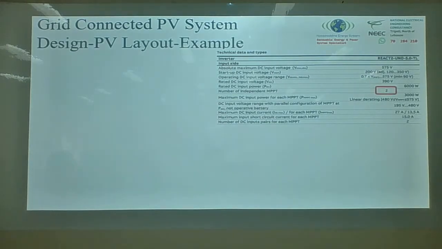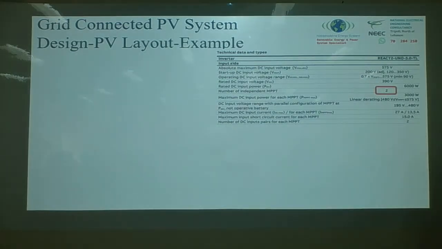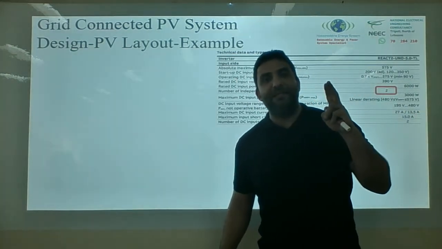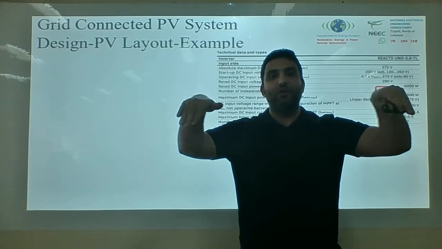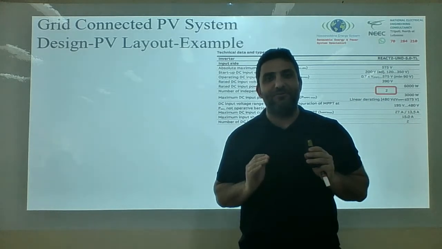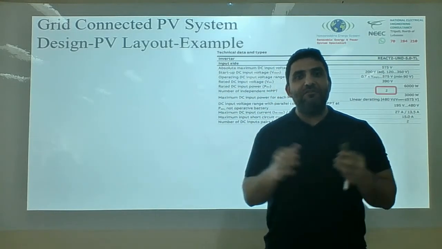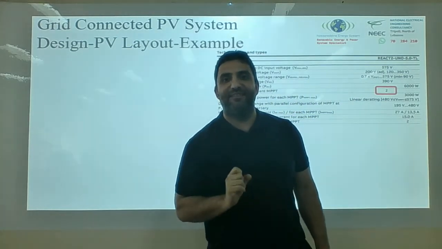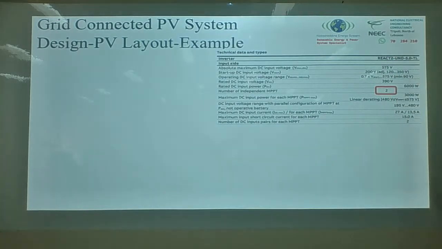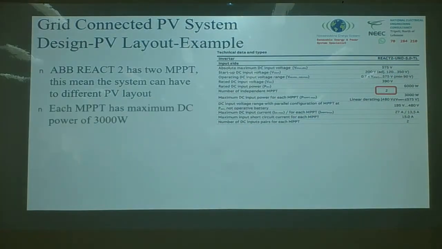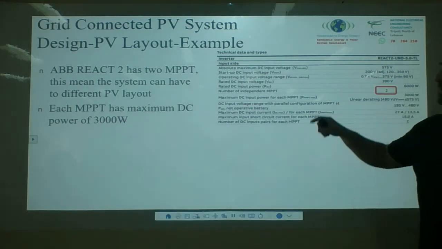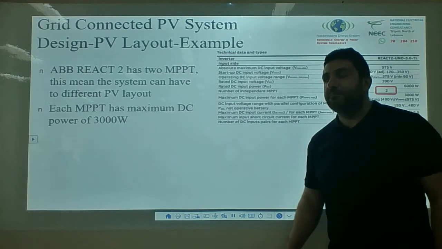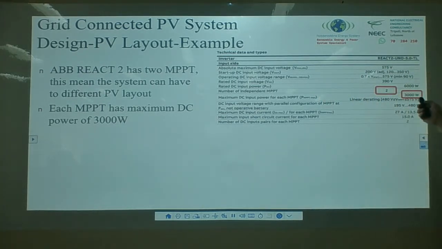Hold on a second. My inverter has two inputs. When I say two independent MPPT, that means I can have two different connections to my inverter. So this inverter is capable of taking two different panel arrays. And look, each one of them will have 3,000. See this 3,000? Each MPPT can have a maximum of 3,000 watt input on the DC side.